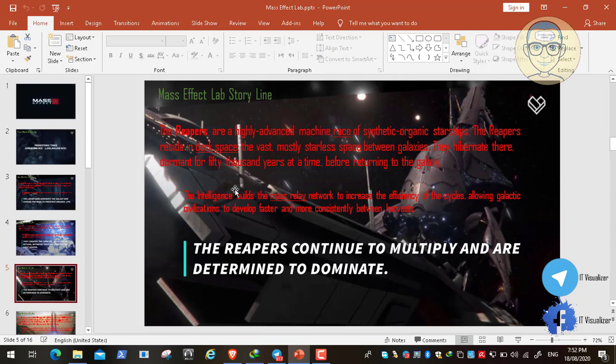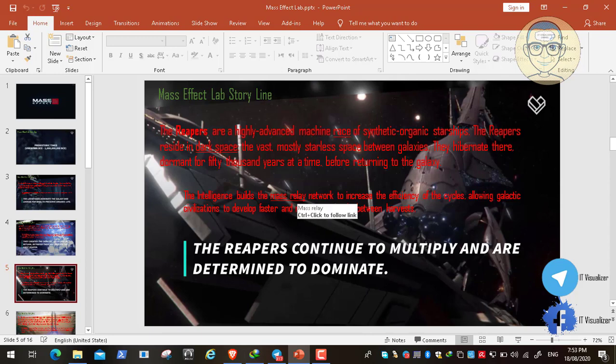Okay, so not only do the Reapers do this, but the artificial intelligence builds something called the mass relay network. This is a way that enables the Reapers to travel to far-off galaxies by bending time and space. A mass relay is something like a machine that enables them to jump: when they enter the mass relay, they are pushed millions and millions of kilometers in space and time.